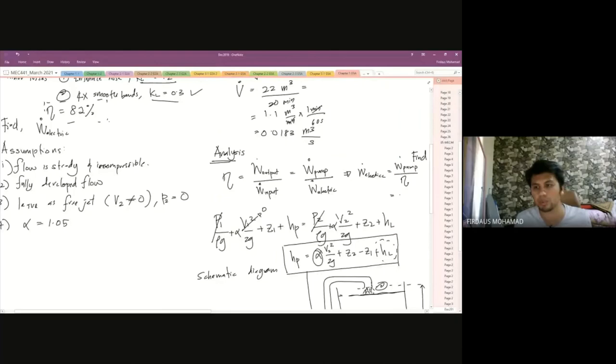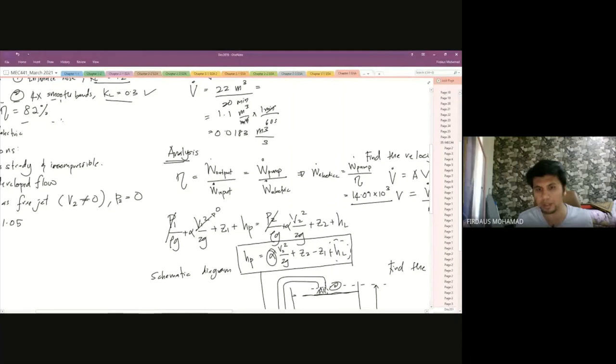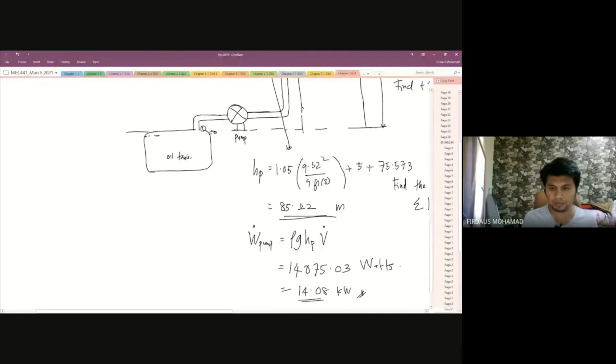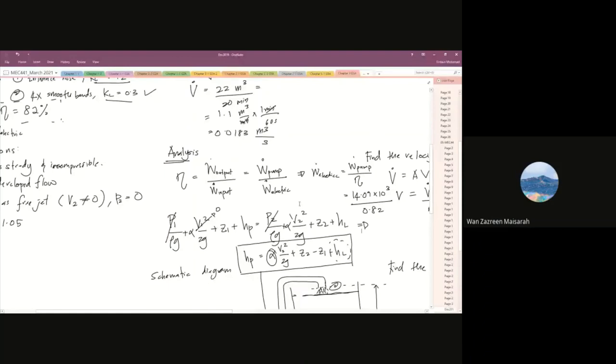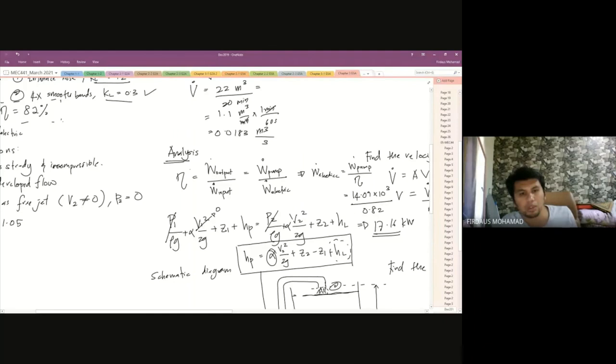So yang you dapat ni berapa? 14 apa? Kilowatt dah ni? 14.09 kilowatt. Kilowatt bagi dengan efisiensi 0.82. Dapatlah final answer berapa? 17.16 kilowatt. Okay, so with the efficiency of the pump equal to 82%, we required 17.16 kilowatt from the electrical ataupun electricity. Boleh? Any question?